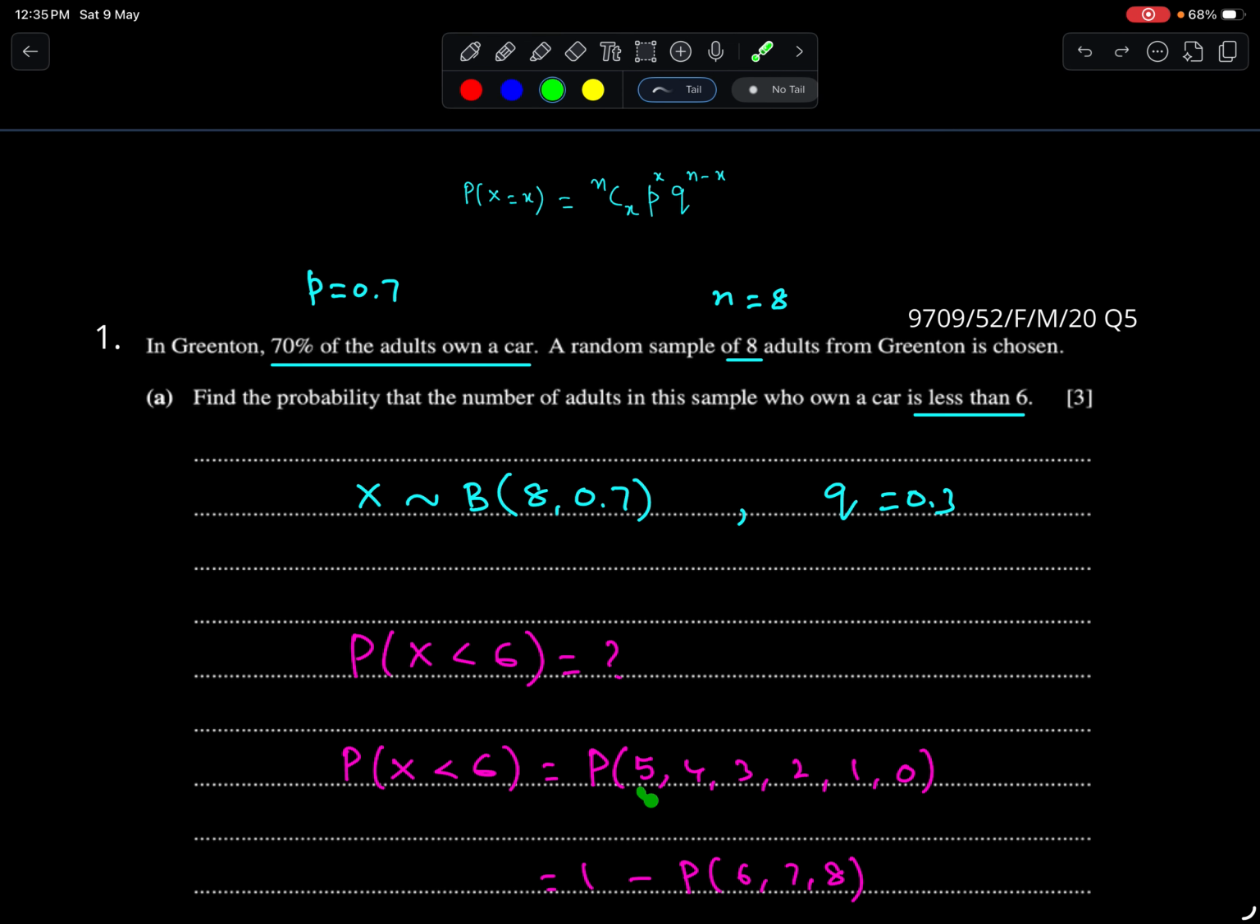So this method is lengthy, the direct method. We have a lot of numbers here, so use the indirect method. The indirect method is 1 minus those numbers which are not in this list, so 6, 7 or 8. Now get the probability with the help of this formula, nCx p^x q^(n-x). And you must write your answer up to 3 SF.